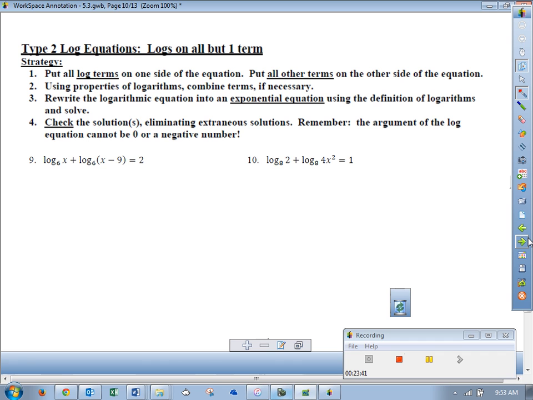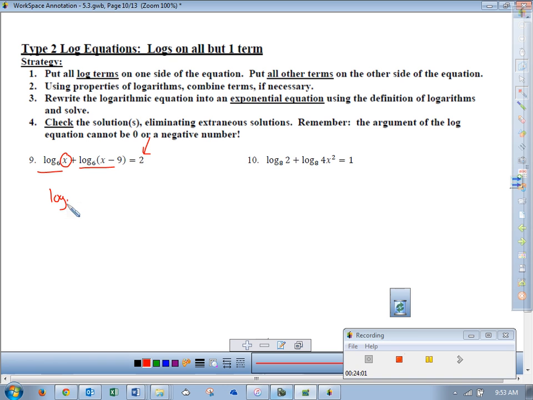I got a bunch of stuff with logs in it. This one has a log. This one has a log. No log right there. So I need to condense it together first, if possible. Since I'm adding these logs together, what should I really do with these arguments right here? Multiply. I'm going to go ahead and do that in my head. Wouldn't you take x times this parentheses, and you'd use distribution to do that? So you'd distribute that through. You get x squared minus 9x, right? And that still equals 2.